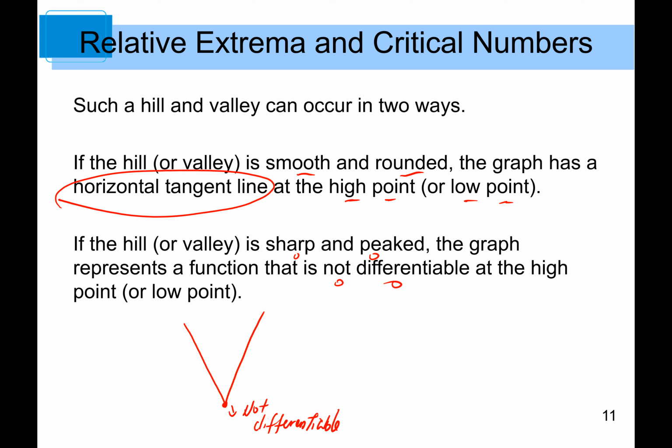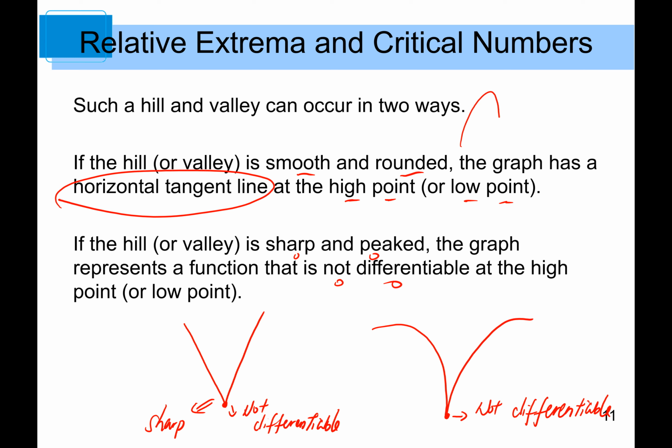This is the sharp, peaked case. This is not differentiable either. Okay, so that is the not differentiable case. And here is a valley like that. So for the different scenarios: on the smooth valley, you have a horizontal tangent. If the hill or valley is sharp and peaked, then the graph represents a function that is not differentiable.